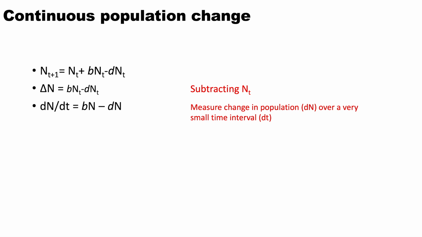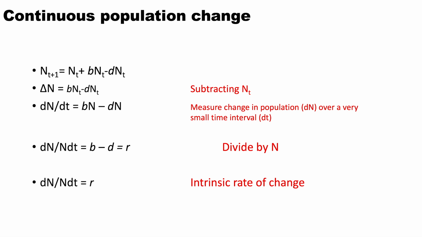So we get a differential equation, dN/dt is equal to bN minus dN. And then you normalize it by the initial population size, so dN/dt divided by N, and what you get is births minus deaths. So that is your intrinsic rate of change for a population. It basically describes just the number of additions that happen in a population over time.